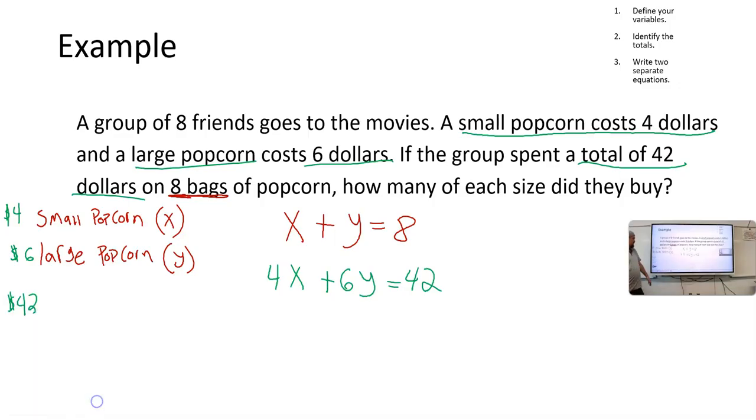So let's go ahead and solve for those. How much small popcorn and how much big popcorn did I buy? Notice on this one, they said a group of 8 friends. They kind of tried to throw you off by giving you an extra number there that you didn't actually need. So sometimes if there's a number there, it doesn't necessarily mean you have to use it. Make sure you pick out exactly what it is you're looking for.